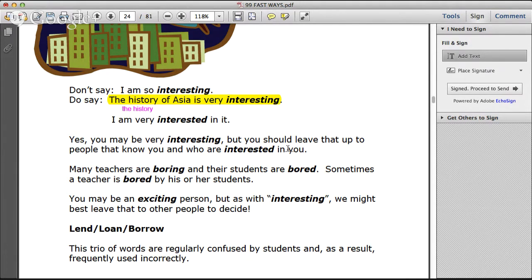So by saying that, it's very interesting. It is very interesting. I am very interested in it. That's the feeling that you get. The history makes you feel interested in it. The history makes you feel interested. And this here is the feeling, the feeling you get. Right?